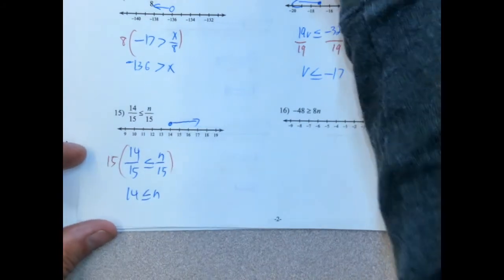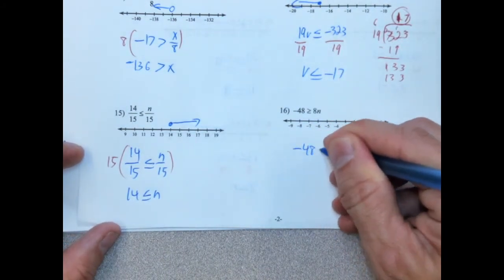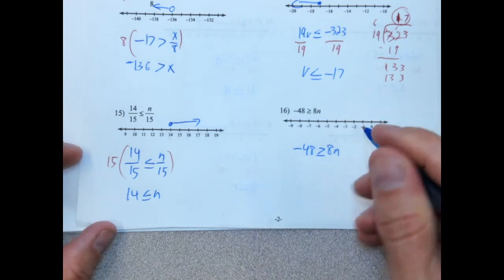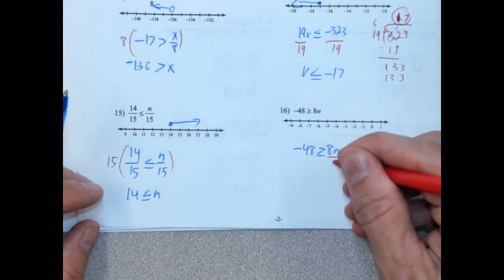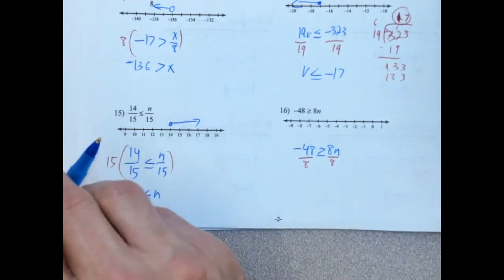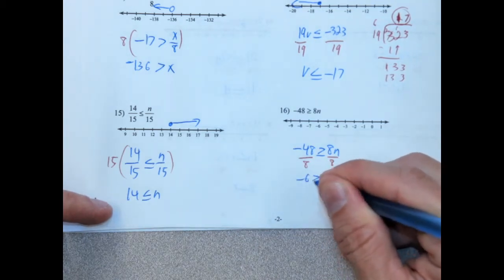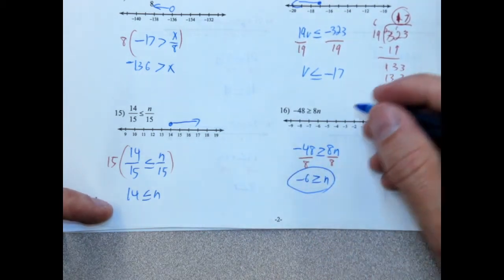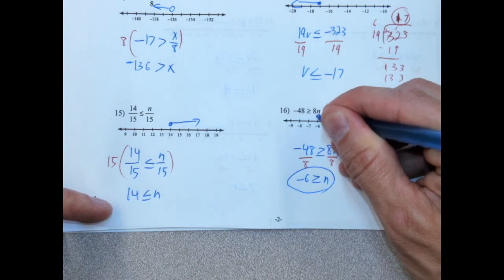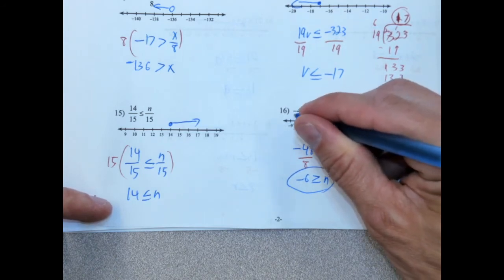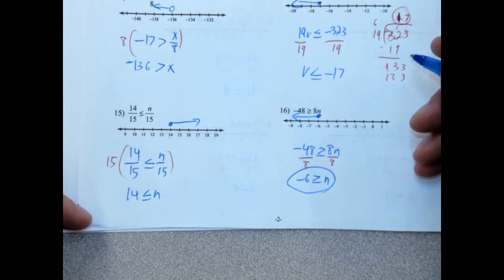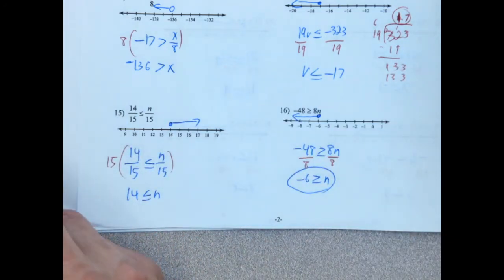Then here, negative 48 is greater than or equal to 8n. Divide by 8. That's going to be negative 6. So negative 6 is right here, filled in circle. Going to the left. And that's it. All right, so yeah, that's pretty much it.